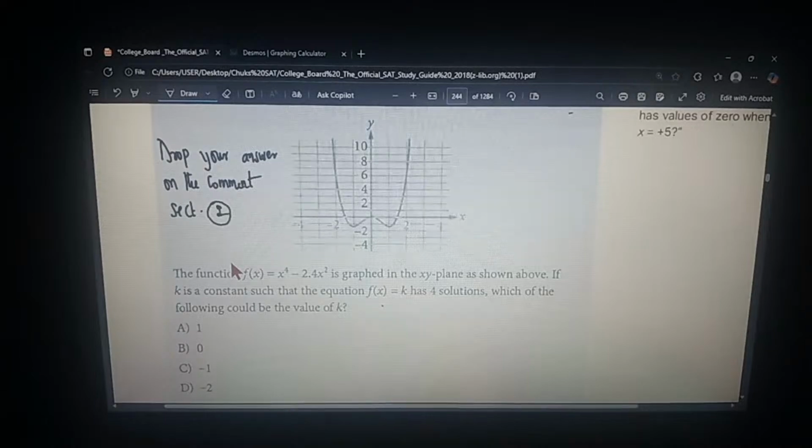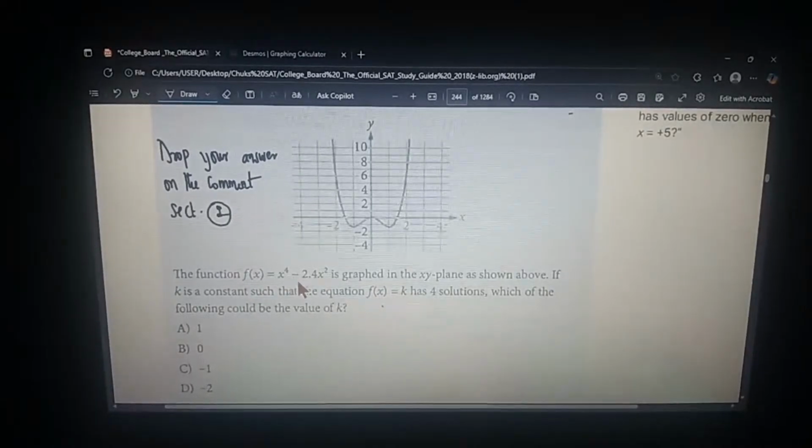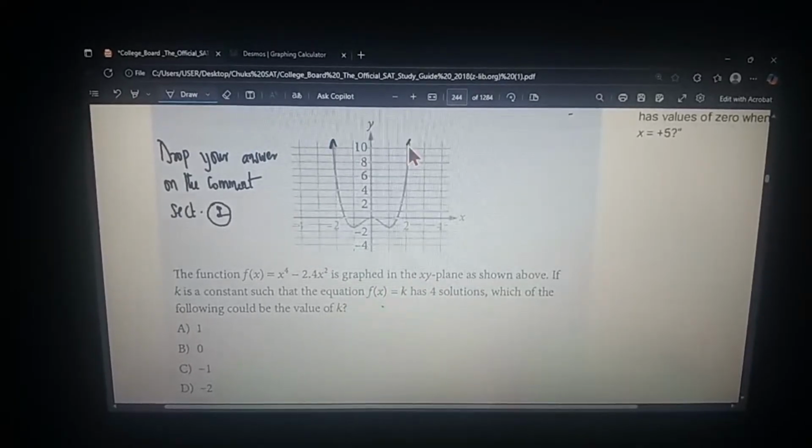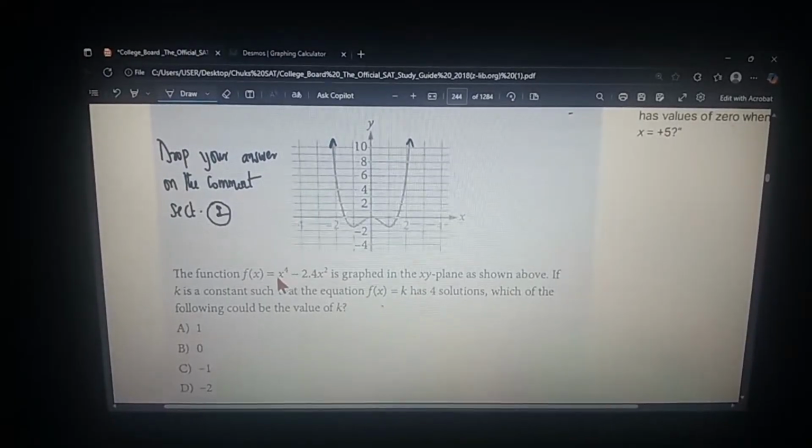The question says, the function f of x equal to x to the 4 minus 2.4x squared is graphed in the xy plane. This is the graph of that function, x to the 4 minus 2.4x squared. You can see the graph looking like a W, a double bottom graph.